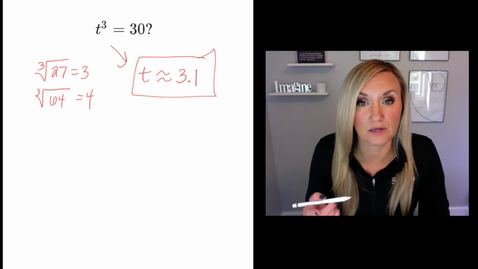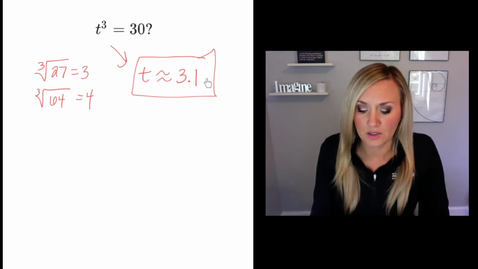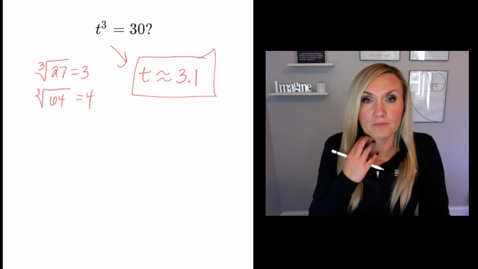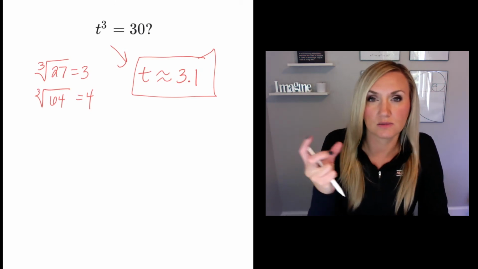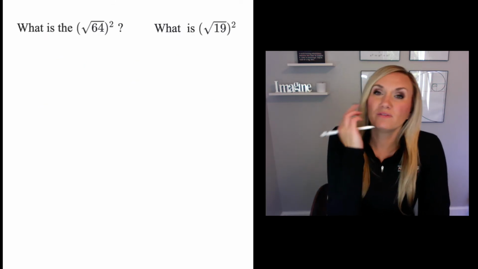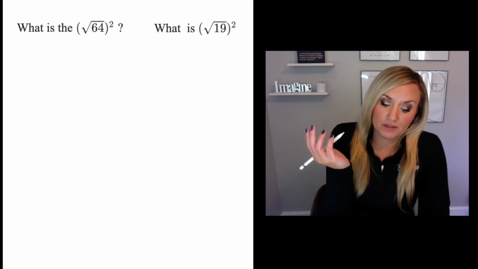That tells the reader, whoever's reading your paper, that you've rounded, that you've cut some of the decimal off, basically, so they know it's not exact, that there is some rounding that had happened. Okay, cool. So let's do a couple different ones.